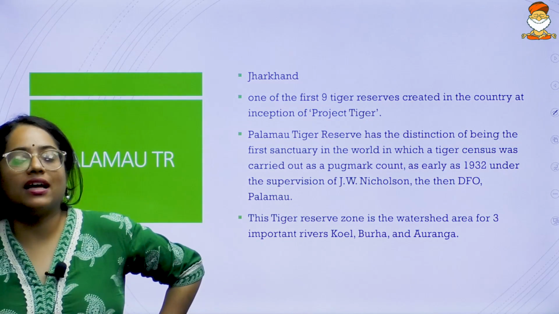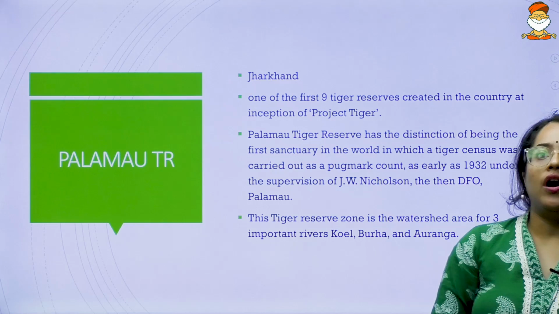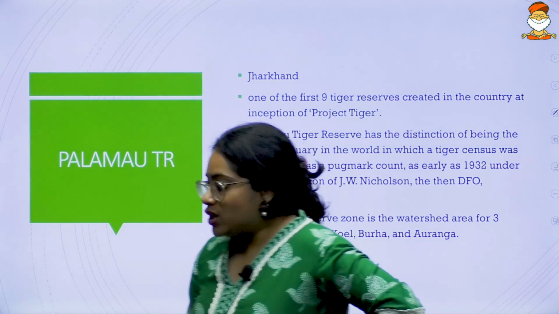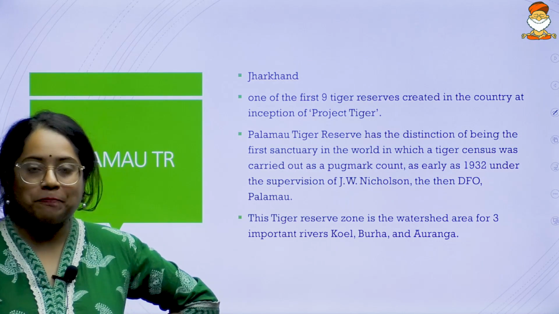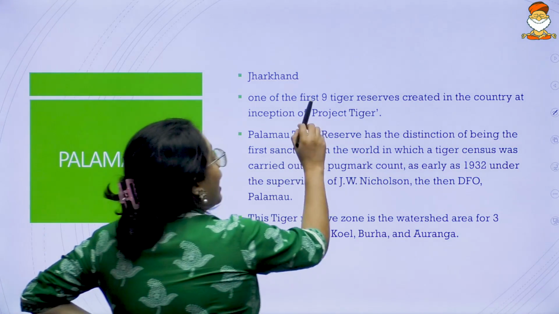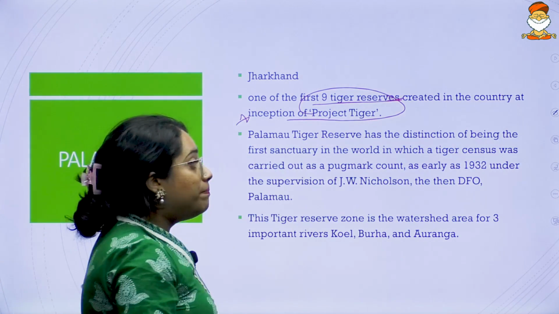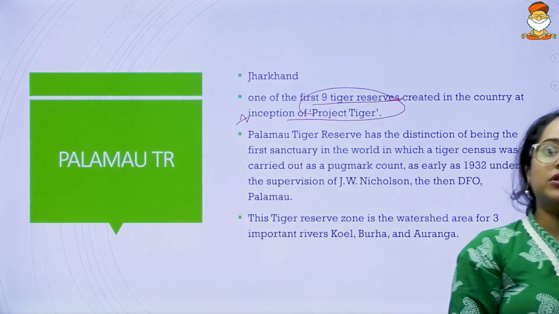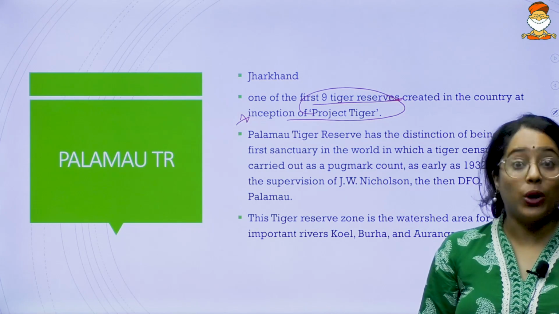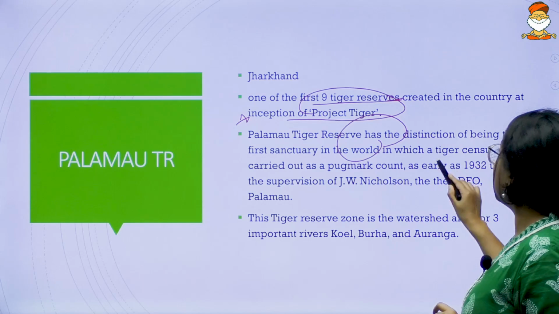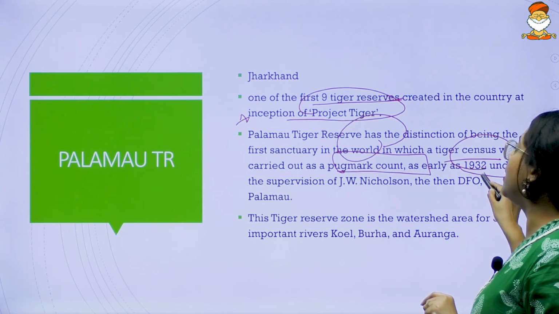Another protected area that deserves a mention this year, because there was a detailed article on this particular tiger reserve, is the Palamau Tiger Reserve in Jharkhand. It's one of the first 9 tiger reserves created in the country at the inception of Project Tiger. Beyond this, Palamau is important because it has the distinction of being the first ever sanctuary in the world where a tiger census was carried out as a pugmark count, as early as 1932.